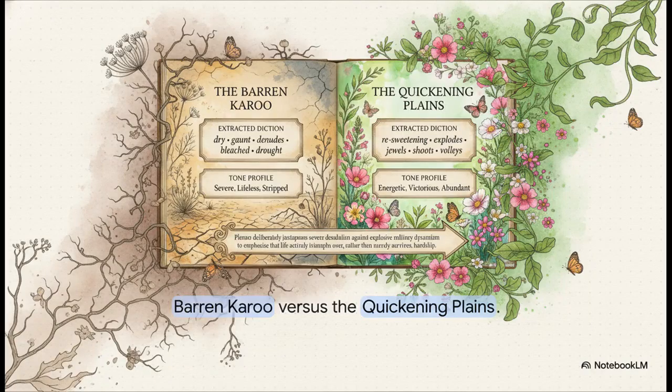Okay, Section 3, Imagery, specifically desolation versus abundance. Notice how Plomer deliberately juxtaposes 2 totally different vocabularies here. It's so clever. At first, we see the severe, denuded diction of the winter drought, using harsh words like gaunt, bleached, and denudes. But the second the rain hits, the language shifts completely. We suddenly get this victorious, almost military-like energy. We see pink volleys shooting through a broken wall and the quickening plains. Life isn't just barely surviving here, right? It's aggressively triumphing over desolation.